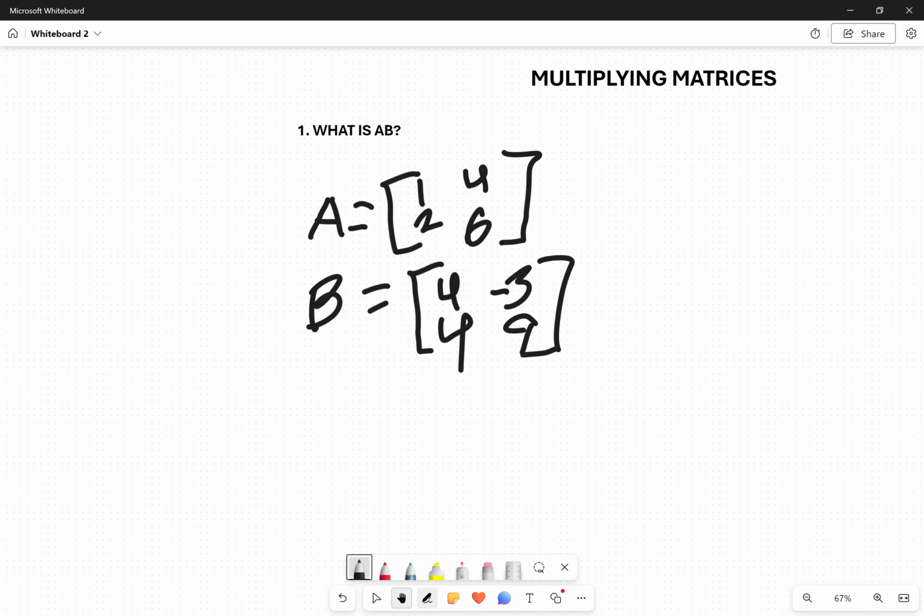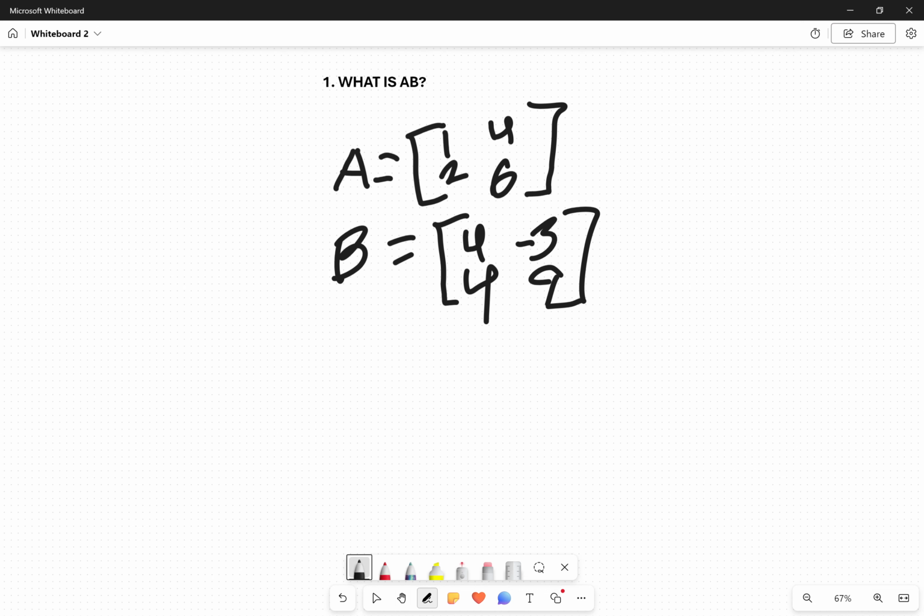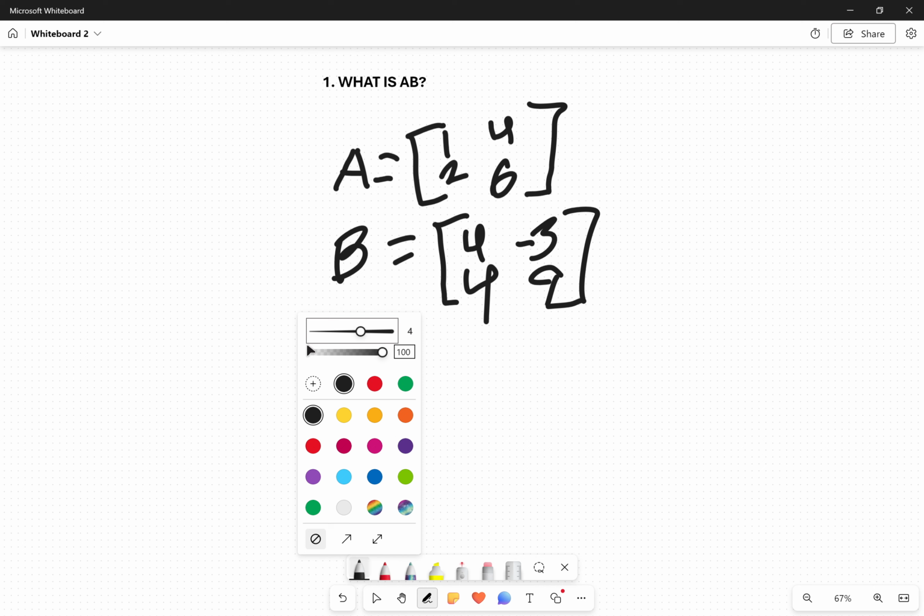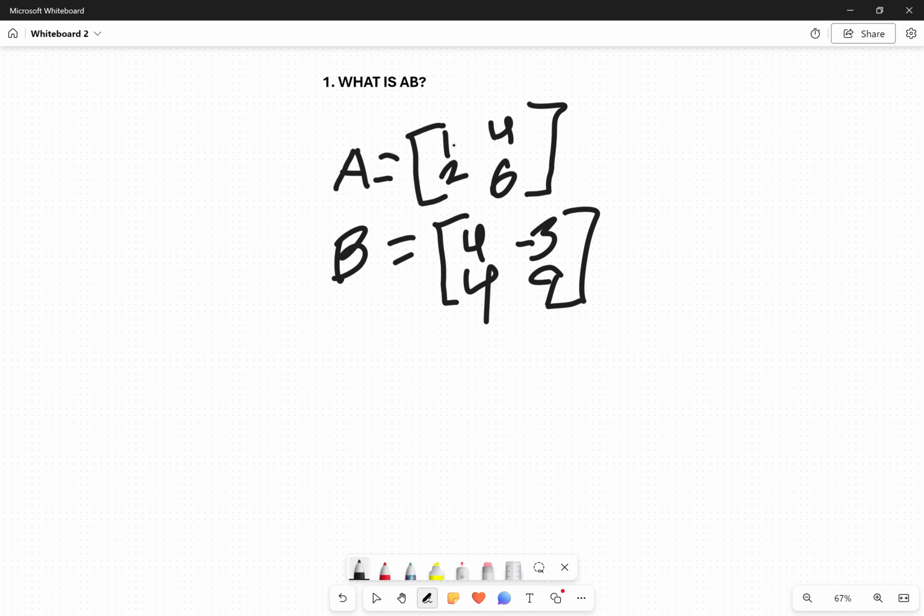So, what we're going to do is multiply the row in A, this first row, the 1 and the 4, by the first column of B. So what that's going to look like is 1 times 4, right? 1 times 4 is 4, simple. And then what I multiplied was this top left number by this top left number. Now we're going to multiply the second number in the row by the second number in the column. So 4 times 4, that's 16, and we're going to add those two together.